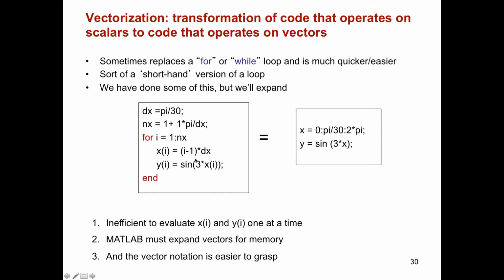Your x of I would be I minus 1 times the delta x, so that means you would start with 0, and you would keep adding dx. And y of I would be sine of that associated x value. So this for loop does precisely the same thing as this piece of text. This piece of code is vectorized. This is sort of the raw code where you actually do a for loop.